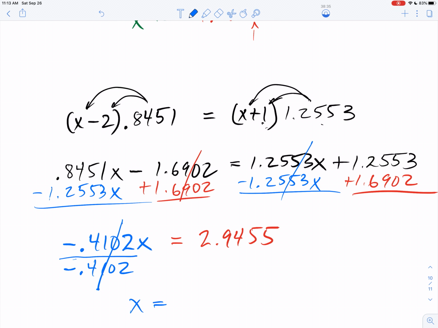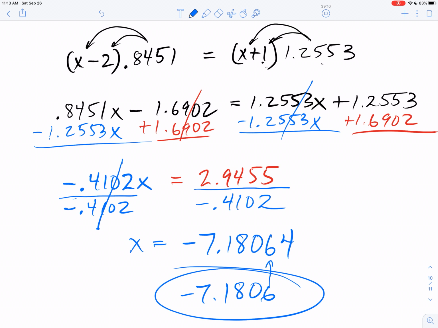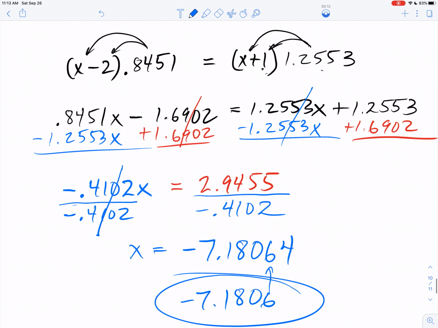X is going to be equal to, well, whatever this divided by that is. So I take that number divided by a negative 0.4102. And my answer turns out to be negative 7.1806. And if I was going to round to the fourth decimal place, it would say negative 7.1806. That would be the answer. Now, take a look. What happened when we did it without rounding?